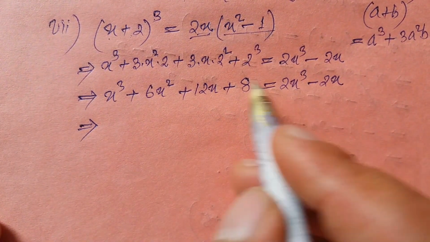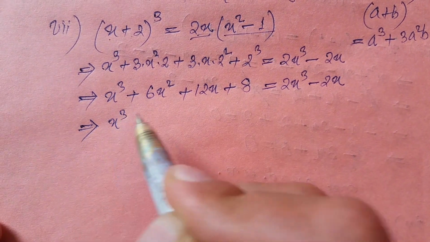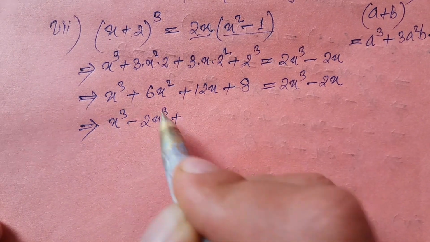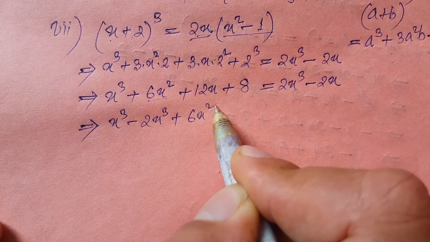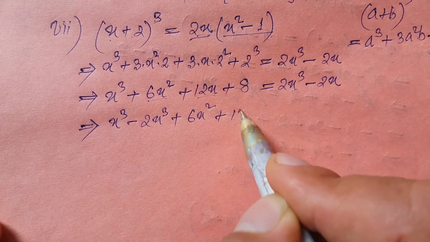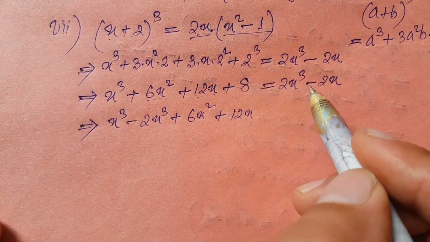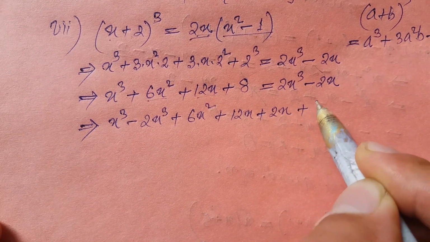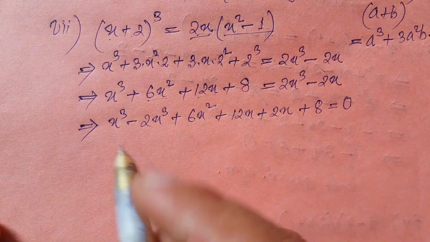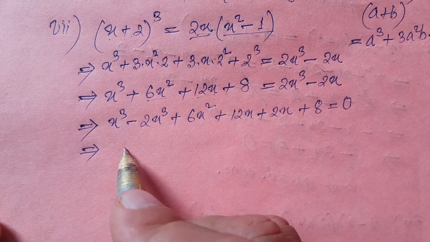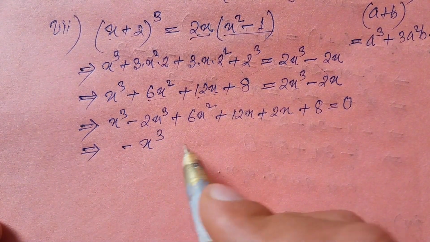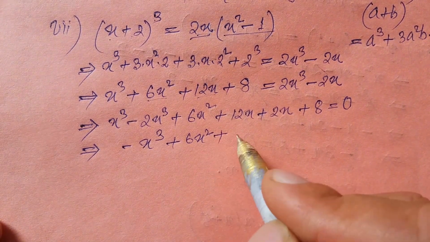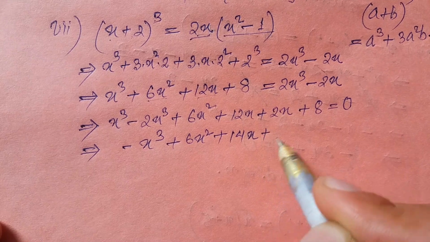Now let's take everything to the left hand side. So x cube minus 2x cube plus here 6x square plus 12x, and then we take this to the left hand side. Now this minus is now plus, plus 8 is equal to 0. This is now minus x cube plus 6x square. Now this is 14x plus 8.